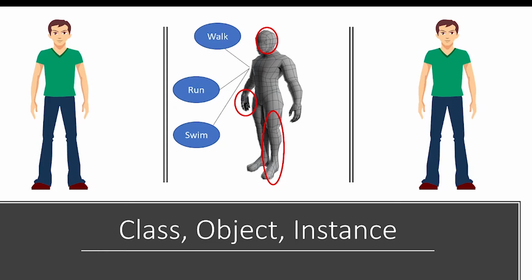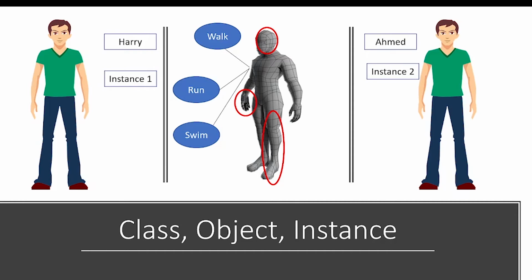Now the question arises: how can we differentiate between these two objects? We can differentiate by giving them two different names. Let's say the first object is Harry and the second object is Ahmed. In this way we have created two instances. Remember, each object is an instance, but not necessarily each instance is an object. We will see this in a broader view in the next lectures. Now in this video we are taking just a brief introduction about OOP.